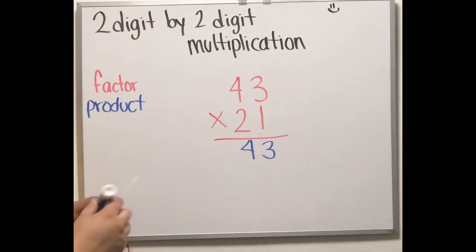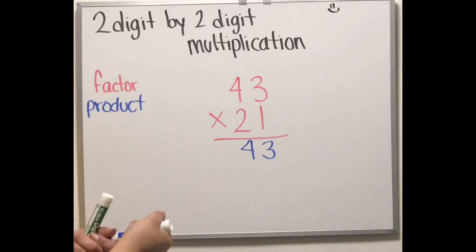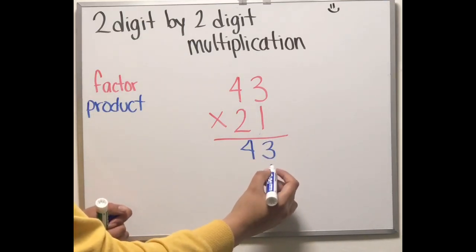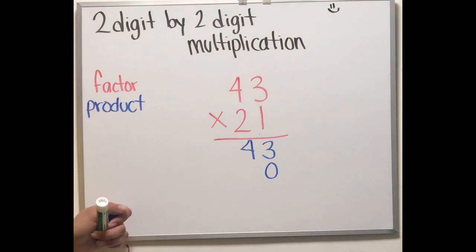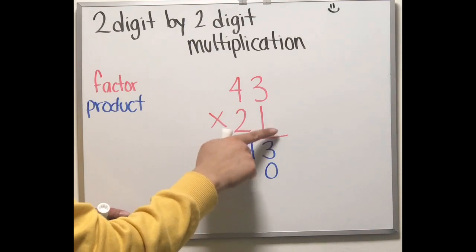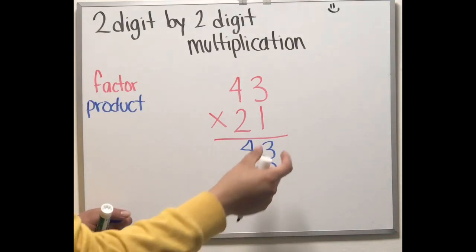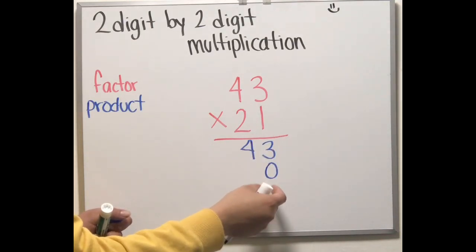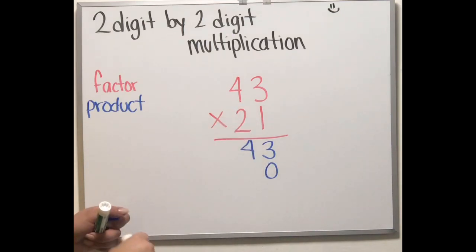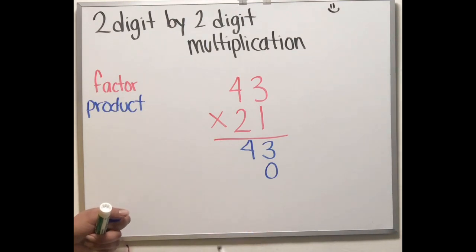For the other one, now we have to ignore the 1 because we already worked with that one. So what we're going to do is put a 0 right here. And this is called a placeholder. Now that we're working with this digit right here, we're no longer working with the ones. I'm working with the tens right here. So I put a 0 just to hold the place, to show that I'm working now with the tens, okay? So make sure to always put that 0 so you don't get confused.